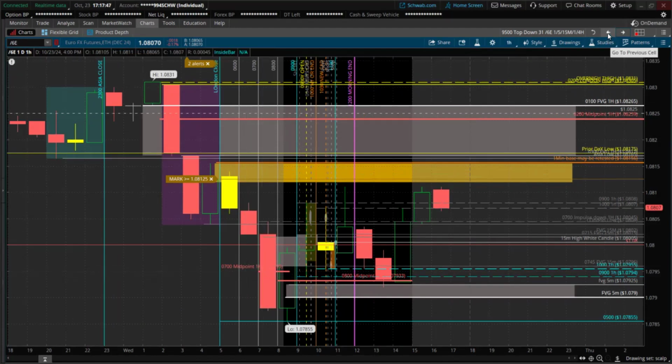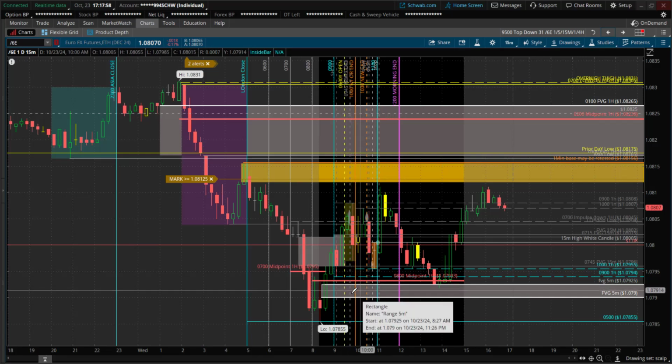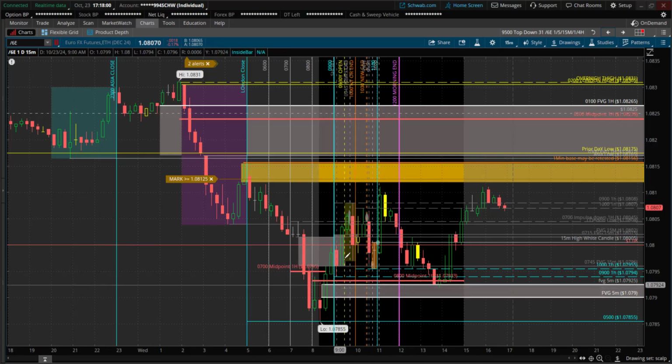Show you the next. Right here. This area, I was looking for a retest on the lower time frame. This occurred before the New York session, before the 9:30. So this shaded area, I'm expecting at some point for it to be retested for a potential trade idea.